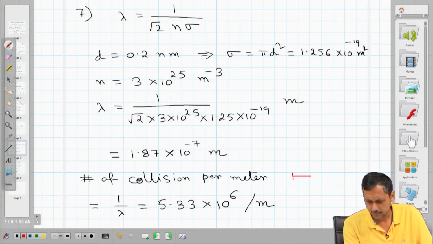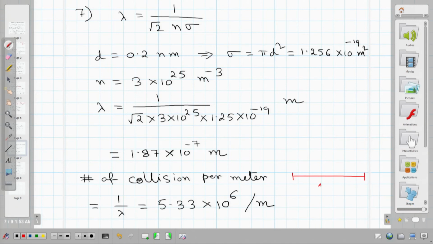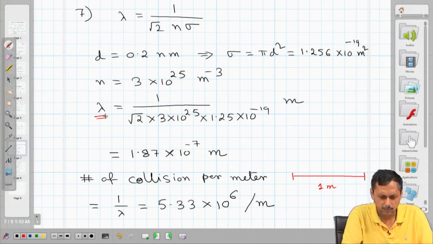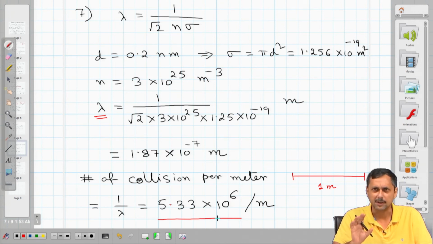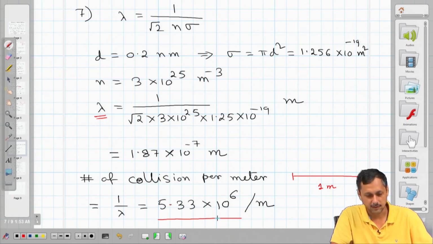If I have, let us say this distance is 1 meter. On an average, at 1.87 into 10 to the power minus 7 meters or at a distance lambda, it suffers a collision. So, for unit length, how many collisions it will suffer? It will be simply 1 over lambda, which is given by 5.33 into 10 to the power 6 per meter. So, the number of collisions is nothing but 1 over lambda. Okay. And this is nothing difficult, straightforward.